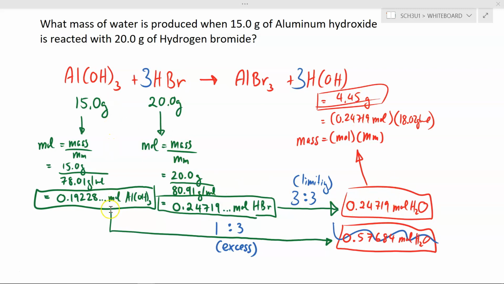Do the same thing: convert to moles, do your ratios, find out how many moles of product you can create here, and compare these two values. Just make sure you're comparing to the same chemical compound. So you can't compare HBr to water and then, with aluminum hydroxide, compare to AlBr3 instead. You must compare apples to apples, not apples to oranges.